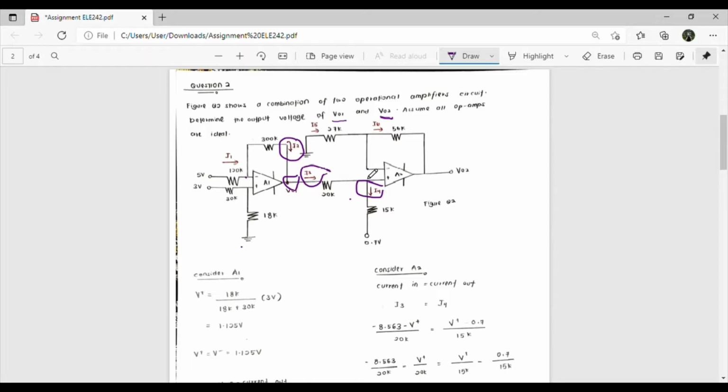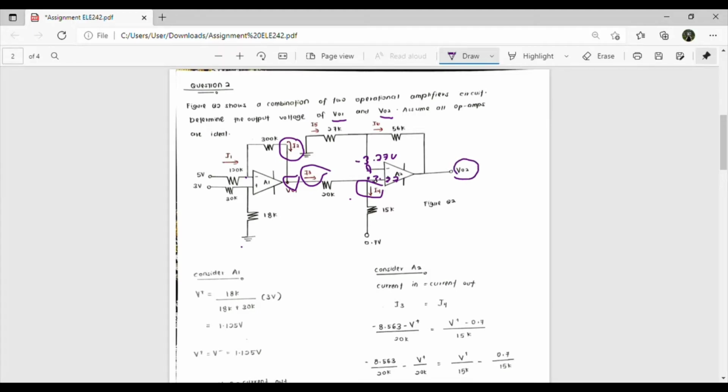Here is the value of negative 3.27 volt. Here also. After that we want to know the value of V02.